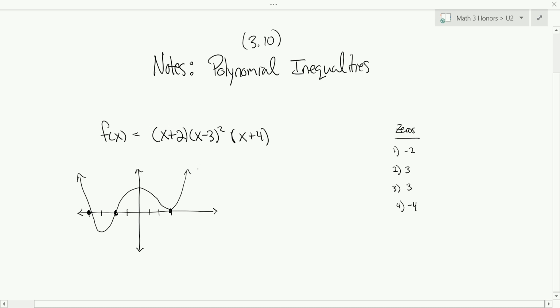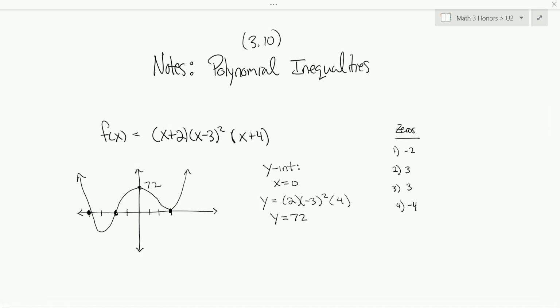Where does it cross the y-axis? Well, we can find out though, right? Find the y-intercept. So to find our y-intercept, what do we need to do? Plug in 0 for x. See what you get for y. So you end up with 72. And so that's where it's crossing the y-axis, right? Okay.